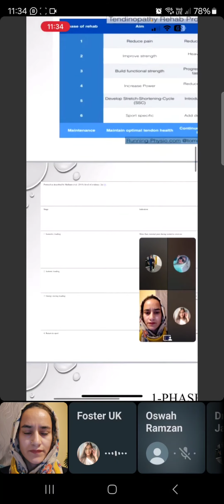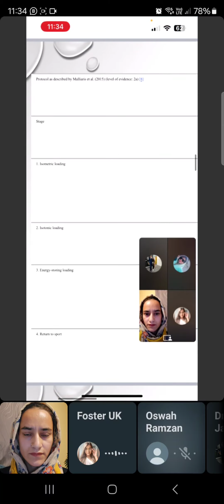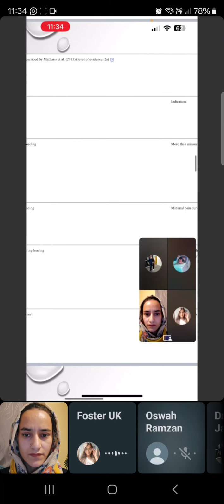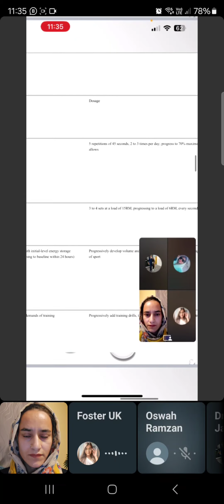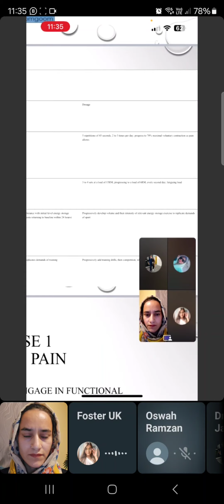There was another study, sorry guys, this is really small for some reason. This was a protocol by Malliaras et al. It's different wording, but the concept is the same. The first is isometric loading, which is about no more than minimal pain during isometric exercise. Different people use different protocols, so they have given different repetitions: 5 repetitions of 45 seconds, 2 to 3 times per day, progressing to 70% of maximal contraction. These are all different strategies, but you always tailor your exercise program according to your needs.